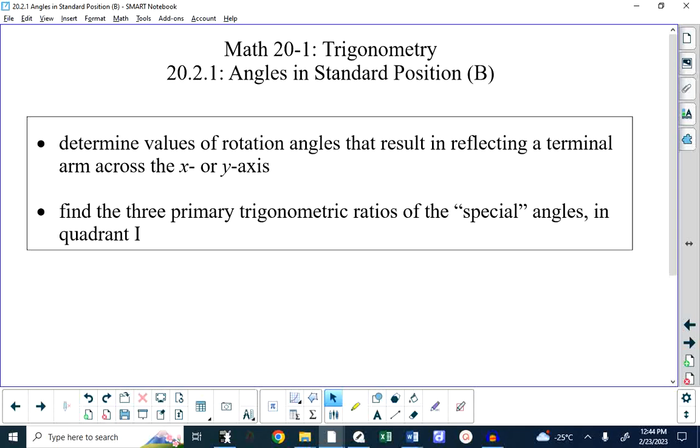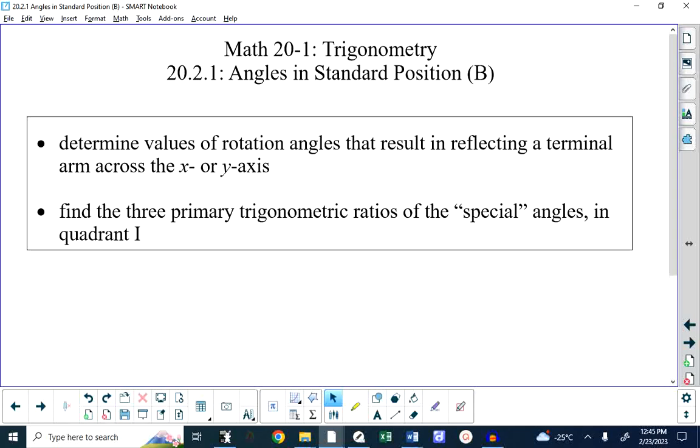We're looking here at 2.1, which is angles in standard position part 2. We're going to be looking at two things. The first thing is really simple, I think. It's the second thing that can be quite messy. The first thing is, what happens to a rotation angle when we reflect a terminal arm across one of the axes? And the second thing is going to be finding trigonometric ratios of what we call special angles.